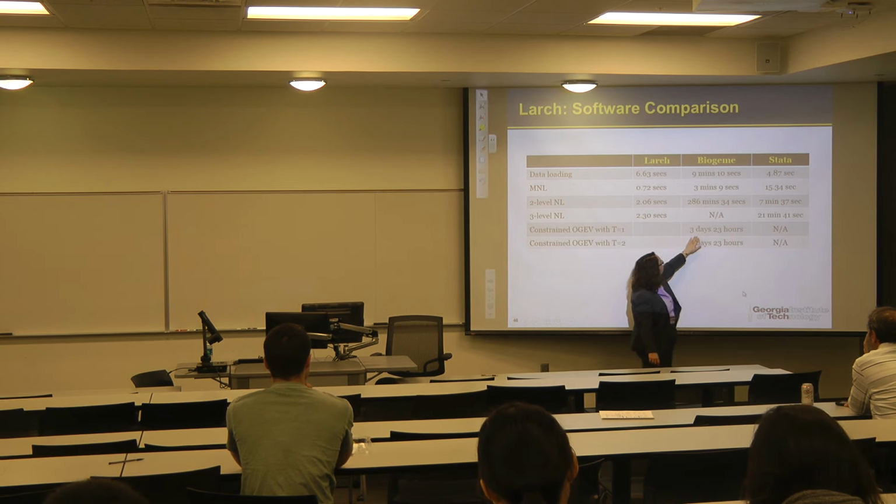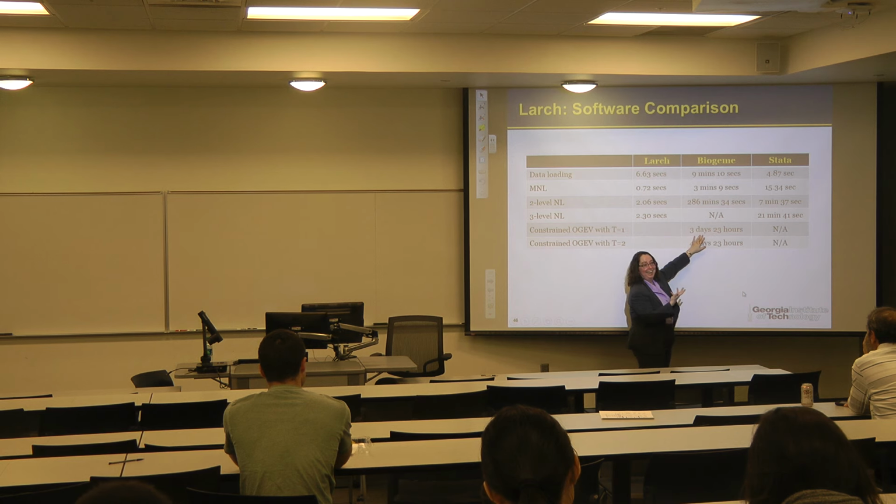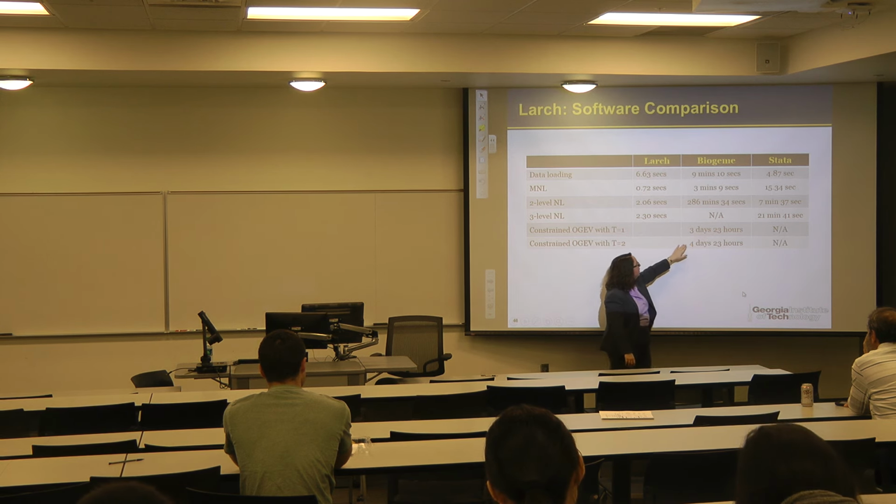We get to the OGEV, and we're running into a lot of difficulty. Once we start getting into these complicated models, you think about, oh my God, am I ever going to graduate, right? That's really what this is saying, to estimate one model. So Biogeme is at 3 days, 24 hours.